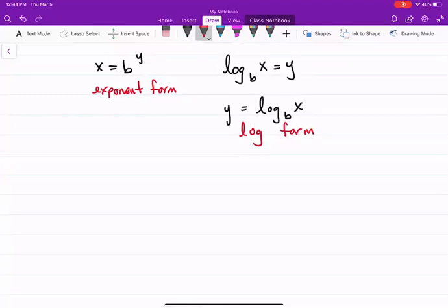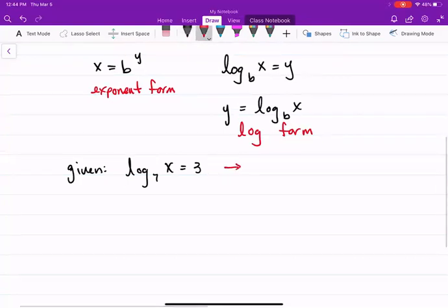And here's a couple of things that you're going to see on your homework. So let's say I'm given log base 7 of x is equal to 3, and I want you to change it to exponential form. What would that equal? So if you guys look at where the x's are, the y's are, and the b is, how would that switch to the exponential form?